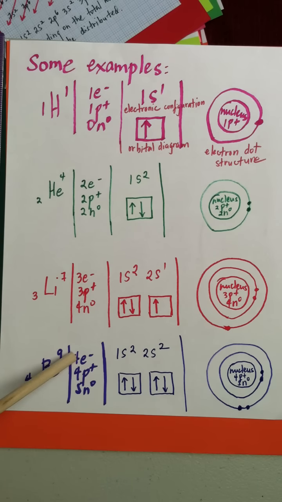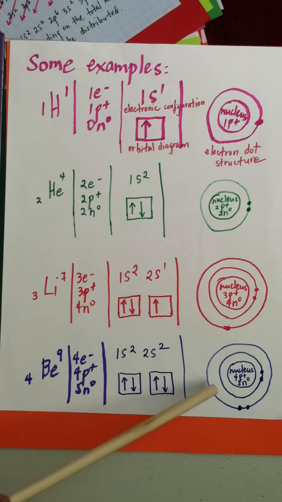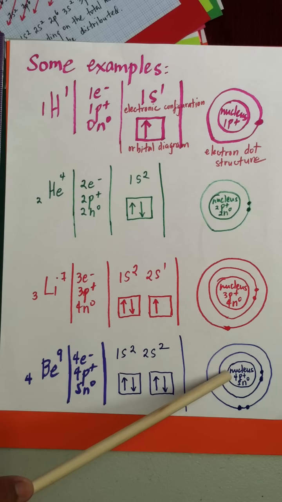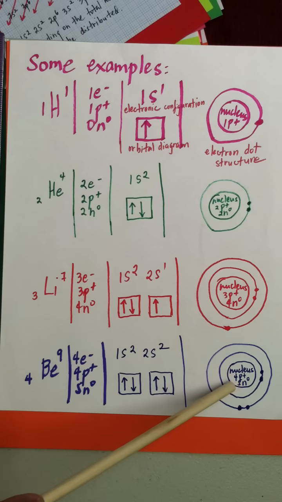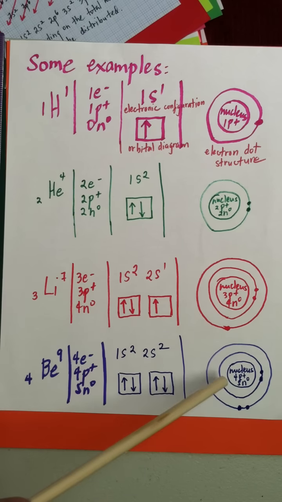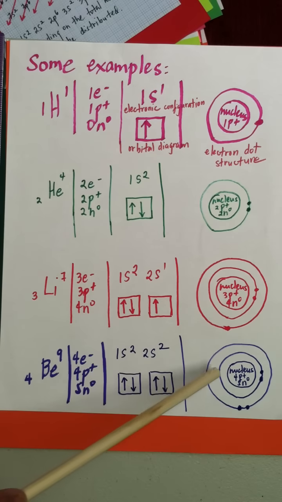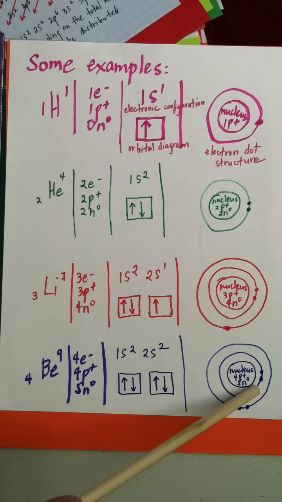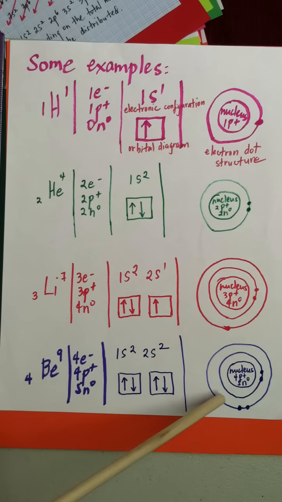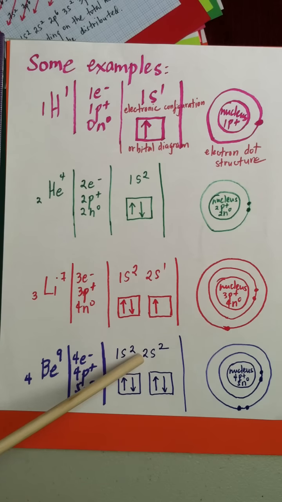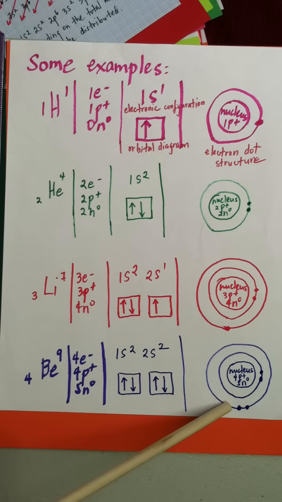Moving on to beryllium. Beryllium-9 has 4 electrons, so its electronic configuration is 1s2, 2s2. Its orbital diagram is these two boxes here representing the orbitals. And if you were to draw the atom, you have here the nucleus with the 4 protons, the 5 neutrons, and you have two orbitals. The first one representing 1s2, and you have the 2 electrons there, and the second orbital representing the 2 electrons in the 2s orbital, and it would look like this.